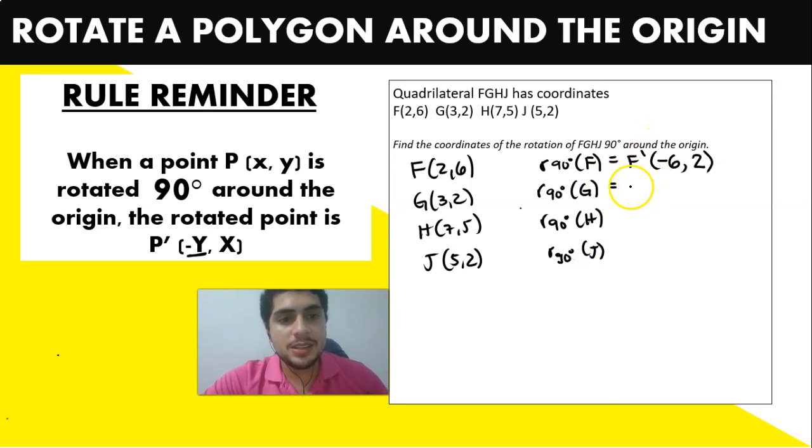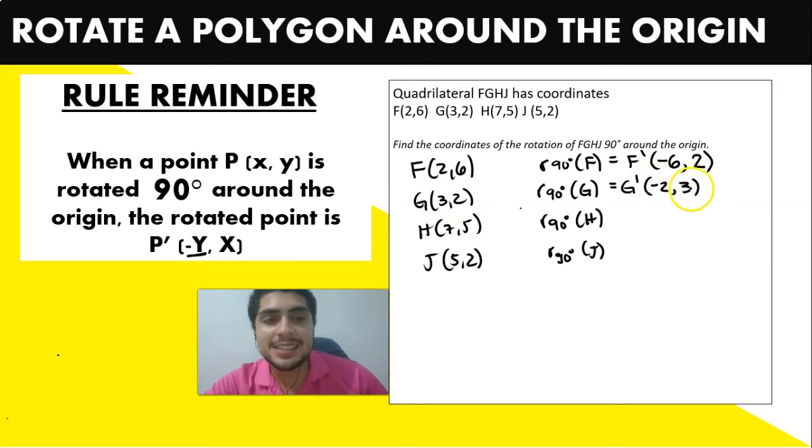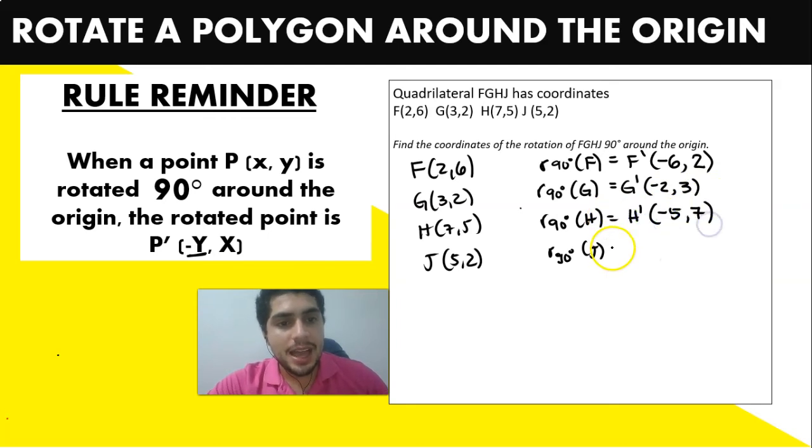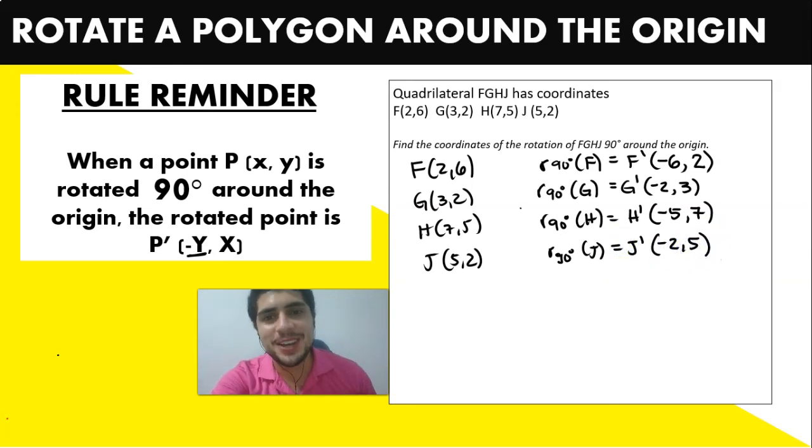So in this case, we're going to find that our new position for G, again, is going to be the negative of y, so it's going to be negative 2, and then the same position that it had for x in y. So the new position of H is going to be minus 5, 7, and our new position of J is going to be minus 2, 5. So that is pretty much what you have to do, guys.